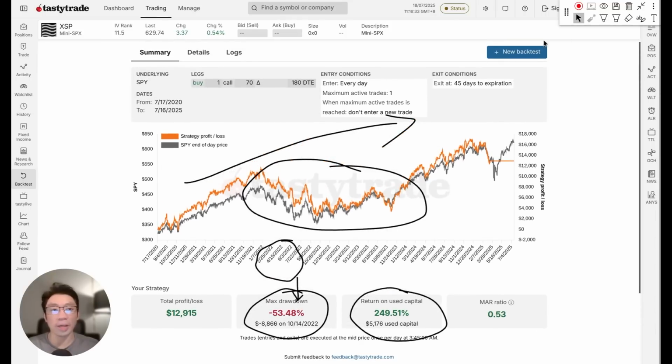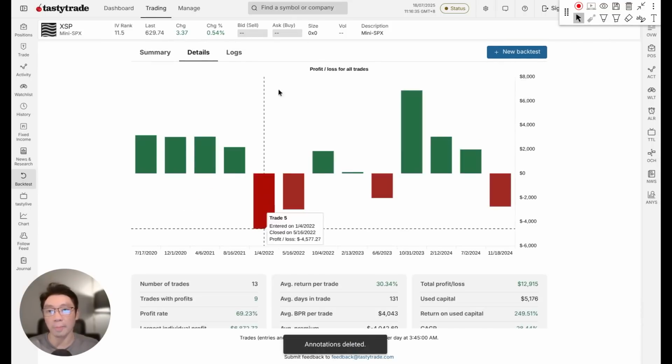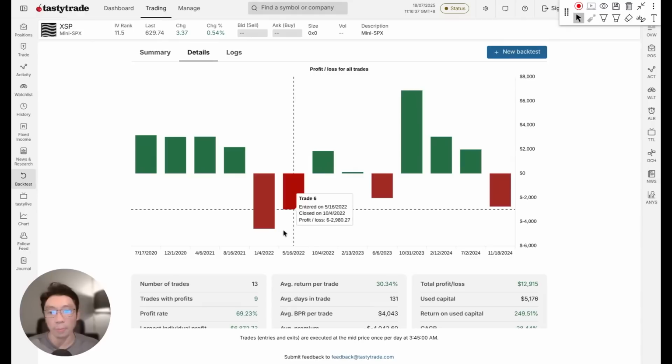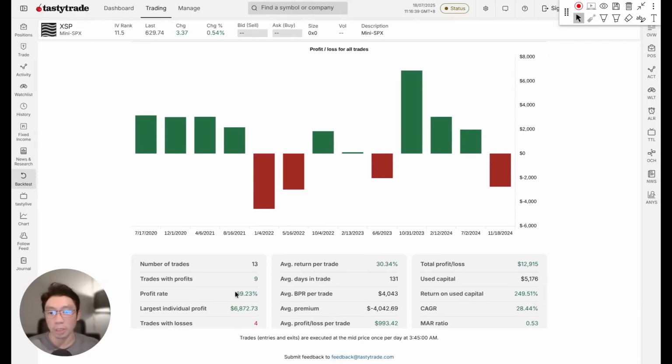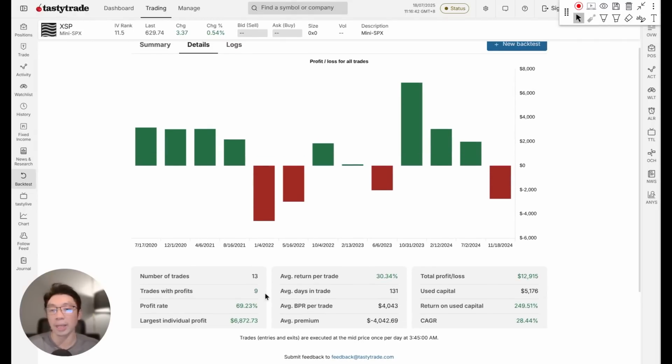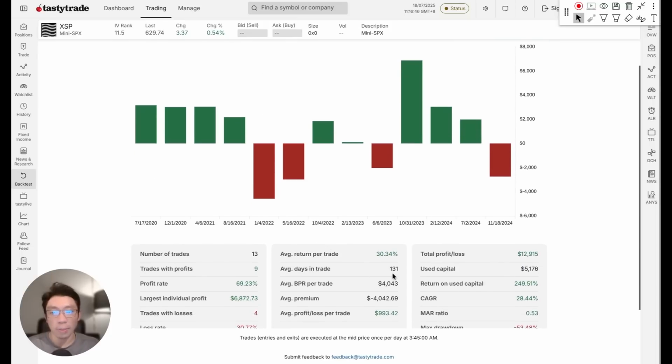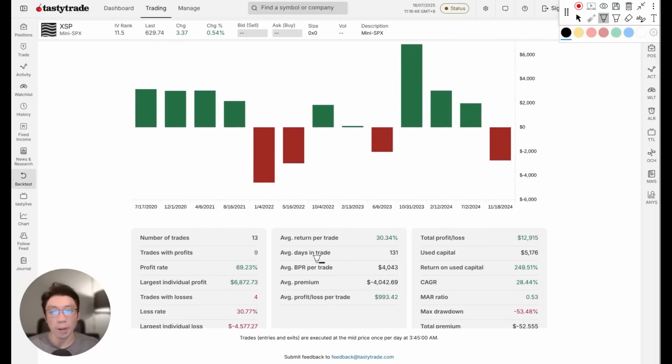Next, let us take a look at the details and have a more detailed look as to how it performed in terms of the trade by trade. So the profit rate is about 69%, again, because over the past 5 years, mostly it's bullish. And what about the average buying power? So the average buying power is about $4,000. So if you have an account size of about $10,000, this is going to be okay as well.